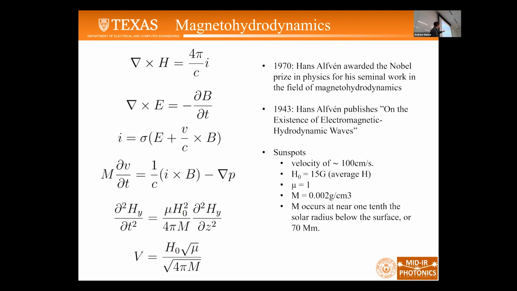You get this value of 0.002 grams per centimeter cubed for the density, which Alfvén stated occurred at about 1/10 the solar radius beneath the surface of the sun, placing it squarely in the convection zone, which turned out to be a very good guess.